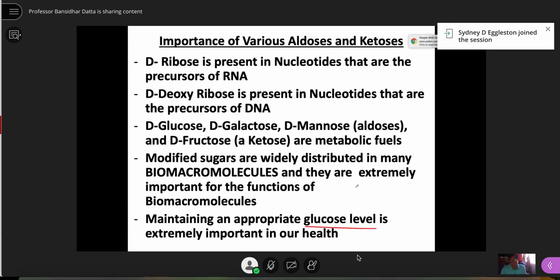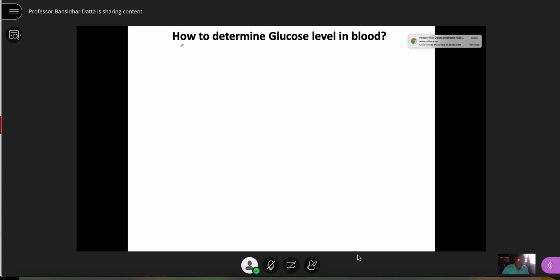Because it can cause so many problems, like diabetes and so on. If the glucose level stays high, people can also go into a coma and die, right? So how do we measure the glucose level? The next question is how to determine the glucose level in the blood.